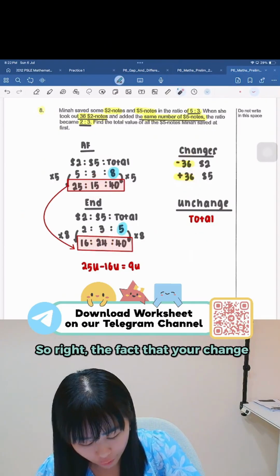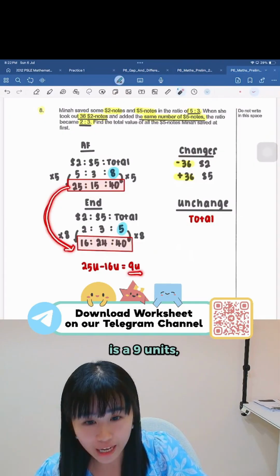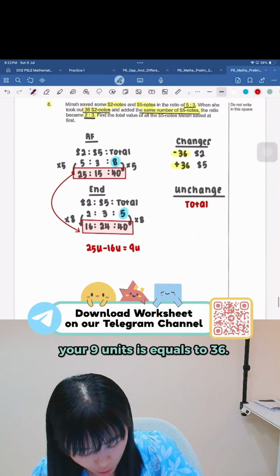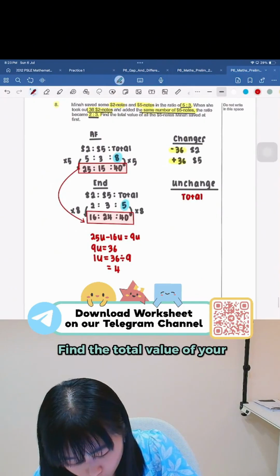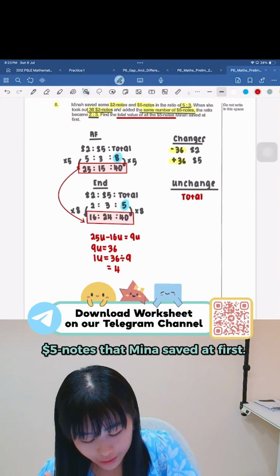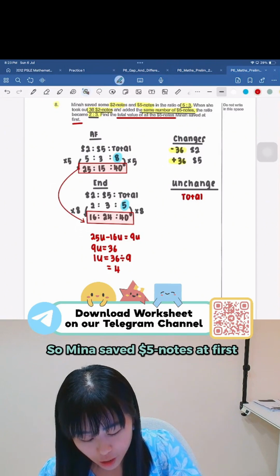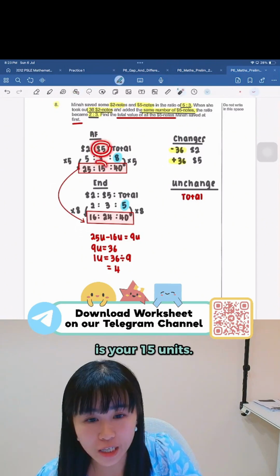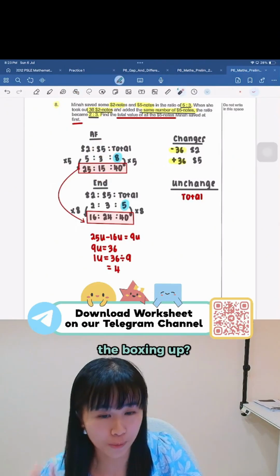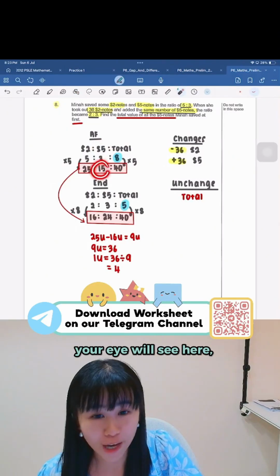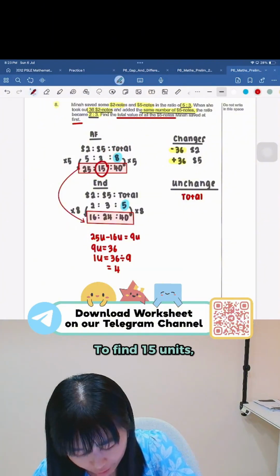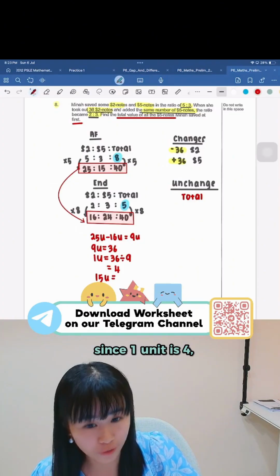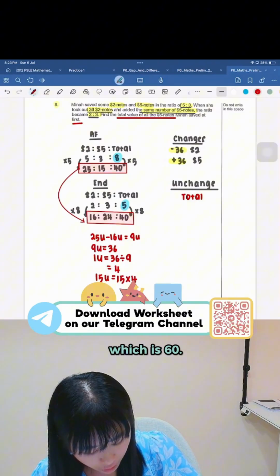So the fact that your change is 9 units, everybody, 9 units is equal to 36. 1 unit, you take 36 divided by 9, you will get 4. Find the total value of the $5 notes that Mina saved at first. So the $5 notes Mina saved at first is your 15 units. Remember I told you about boxing up, everybody? I told you to box up so your eyes will see here. Your eyes don't see back the 3 units and you go and use the 3 units wrong. To find 15 units, since 1 unit is 4, 15 units is 15 times 4, which is 60.